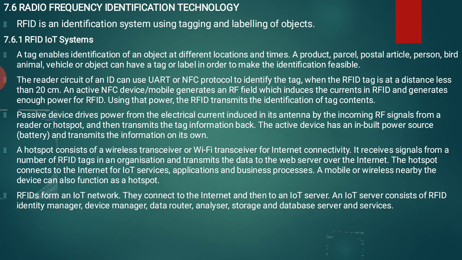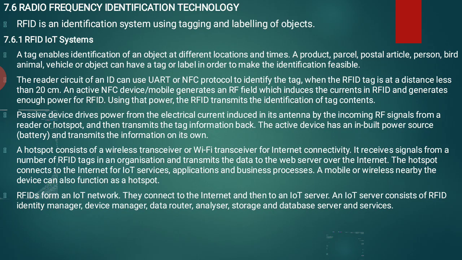The reader circuit of an RFID can use UART or NFC protocol to identify the tag. Suppose I want to identify the tag from my reader circuit, it uses the NFC protocol or UART protocol. By using this protocol, I can identify the tag when the RFID tag is at a distance of less than 20 centimeters. These UART and NFC protocols will work only when the RFID tag is within 20 centimeters.